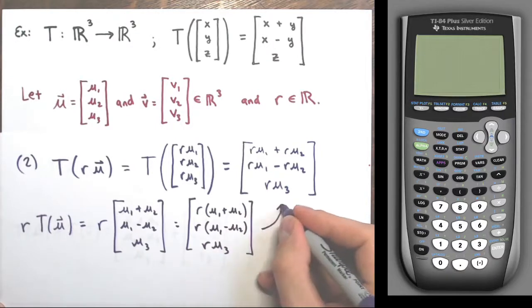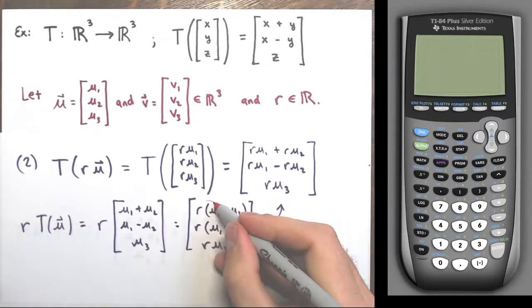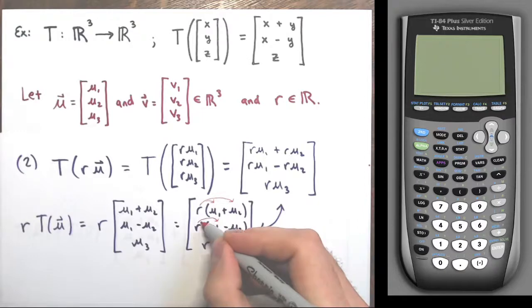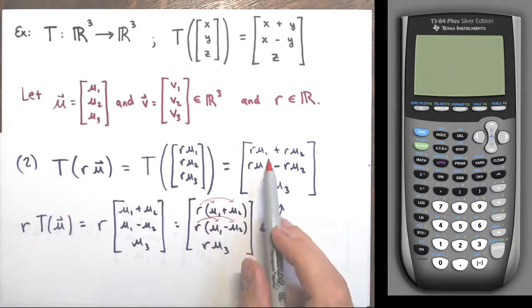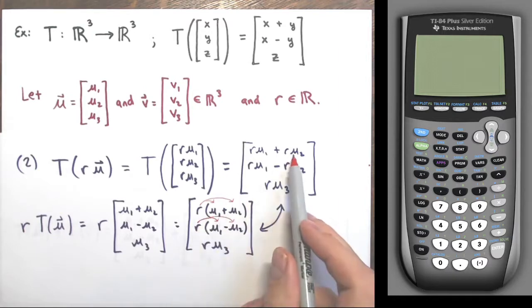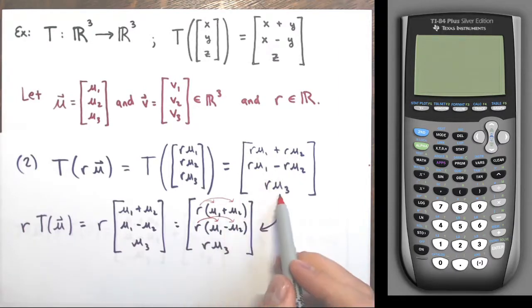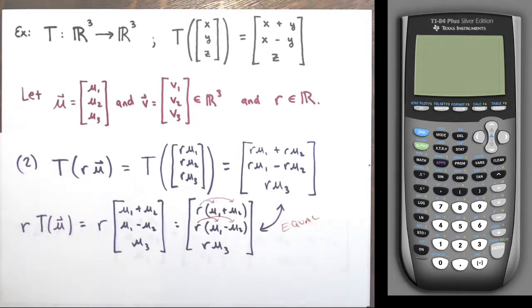And do you see how they're the same? Distributing, right? If I distribute the r here, these are real numbers, so there is a distributive property of multiplication over addition. See how this would be ru1 plus ru2 for the first component, same. ru1 minus ru2, same. ru3, same. So these are equal. All right, so check on that. We got the homogeneity property also holds.